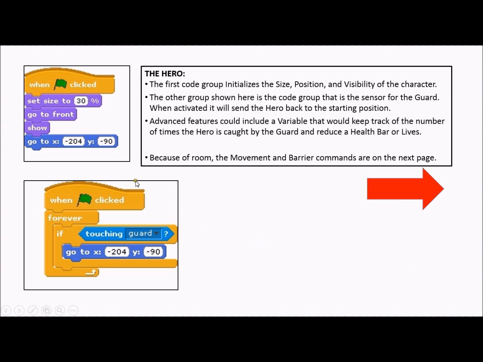The hero's got the longest parts to it. Again, here's your initialization part, where to set up and go. The sensor for the guard triggering the hero is inside the hero, not the guard. And you can see it goes right back to the beginning. There's the beginning point, so it just goes back to the beginning.